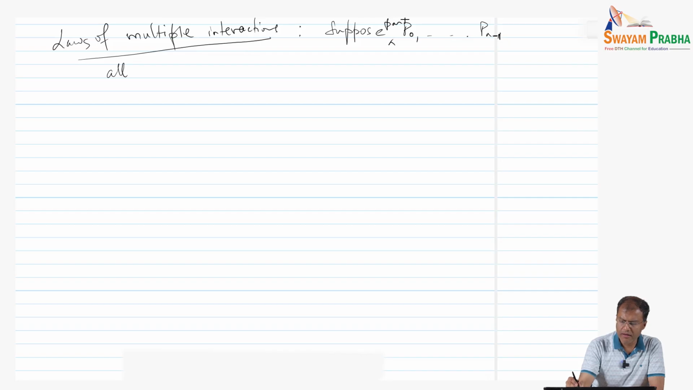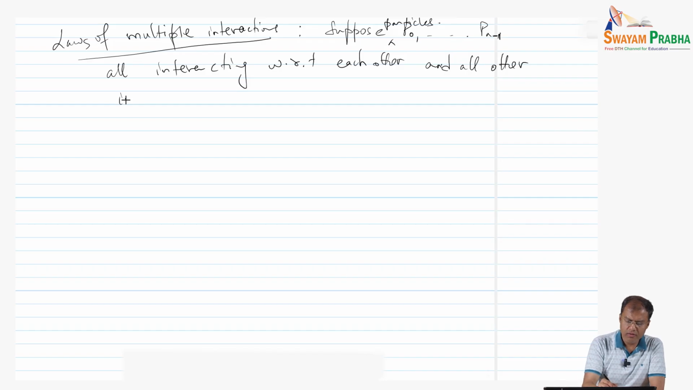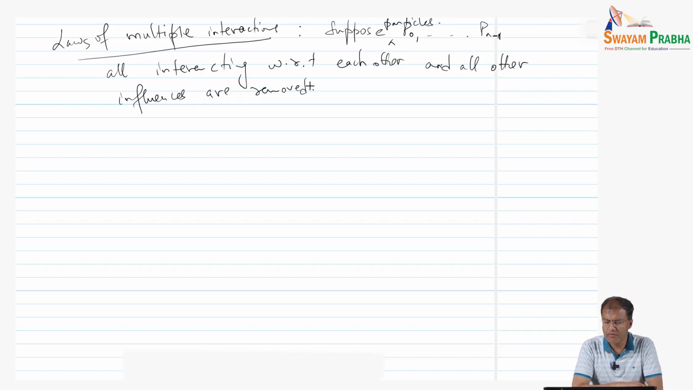Suppose we have particles all interacting with respect to each other and all other influences are removed, right? So we have particles all interacting with each other and all other influences are removed.